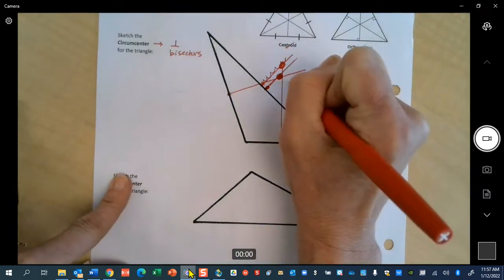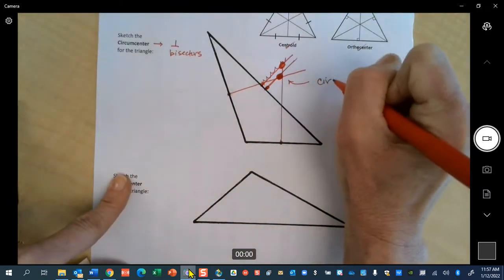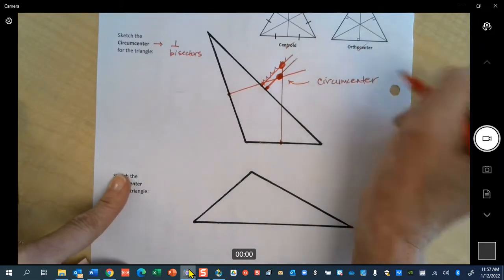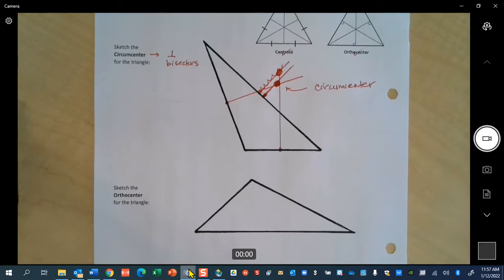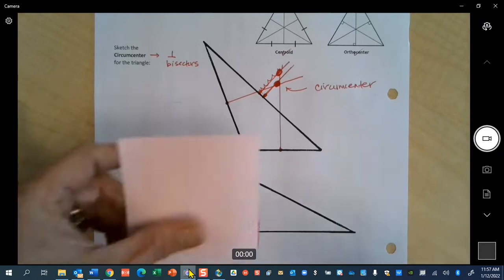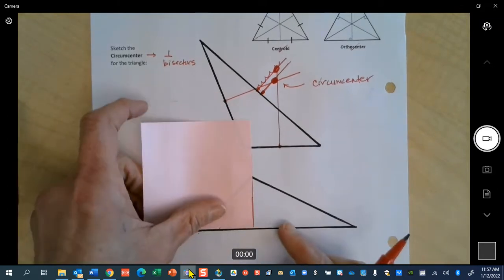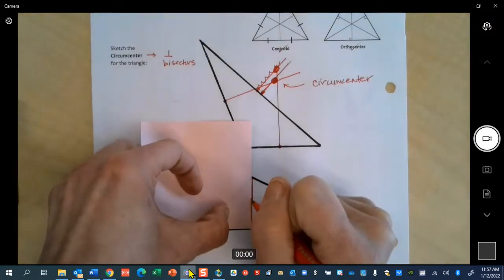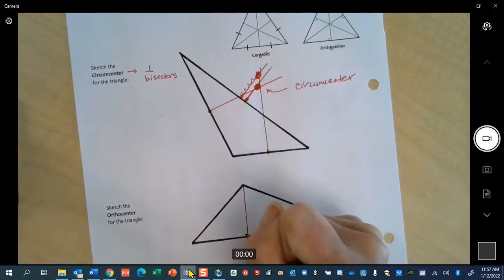And this point of concurrency is the circumcenter, which is the point of concurrency for an obtuse triangle, and it's outside of the triangle. When we start talking about your altitudes, get your straight edge and draw your altitude.